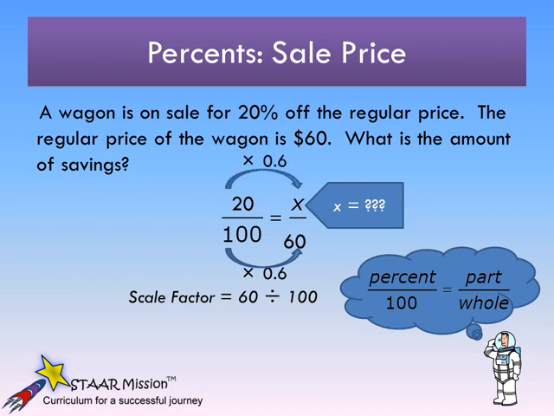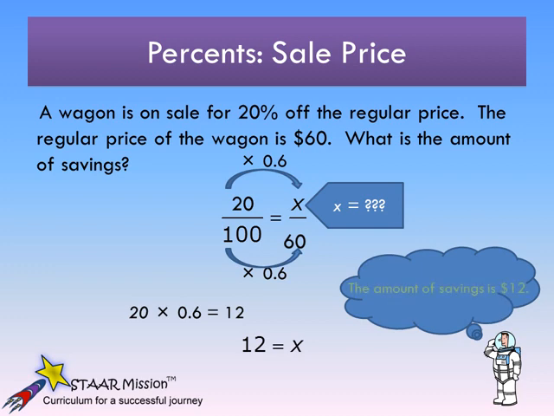Next, apply this scale factor to the numerators in the proportion. 20 times 6/10 is equal to 12, so we know that x is equal to 12. Interpreting this within the context of our problem tells us that the amount of savings is $12.